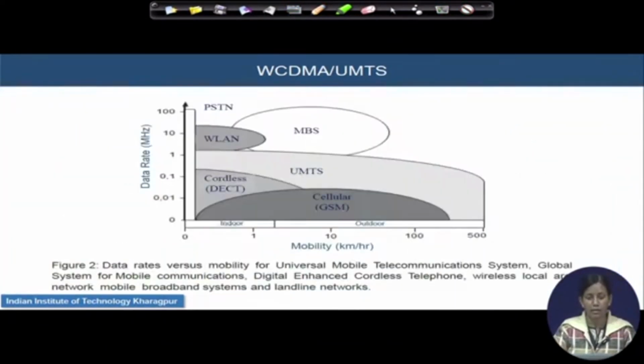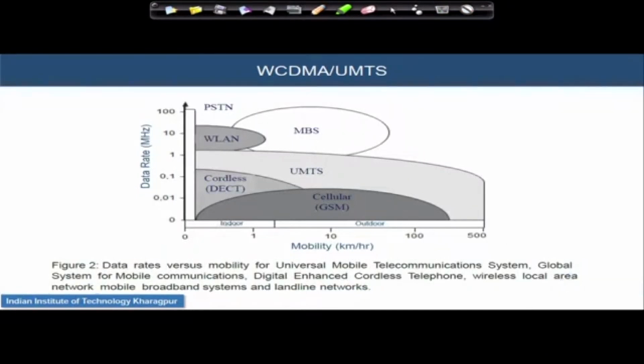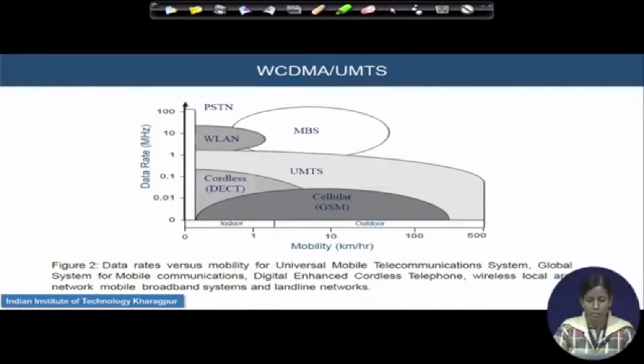Before going to the next class, as I was explaining in the last slide, this slide will continue with a comparison study of different existing communication systems. See here, this is the GSM, the black one, and this is the cordless DECT communication system. This is a mobile broadband system. This is WLAN. PSTN is the telephone network, the landline network, and here was the UMTS.